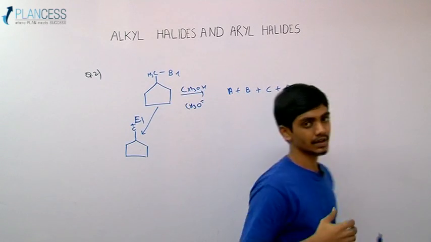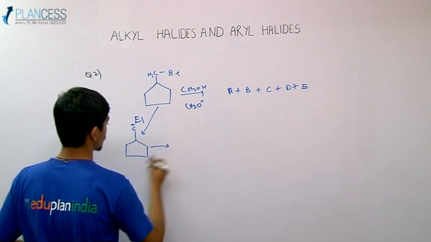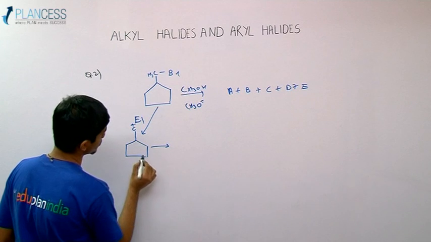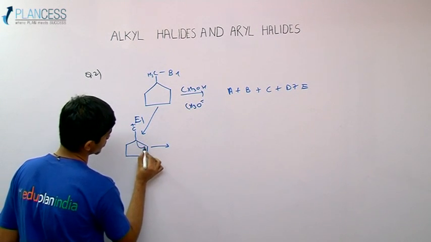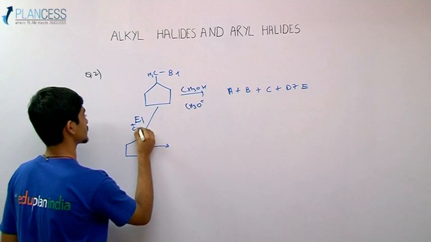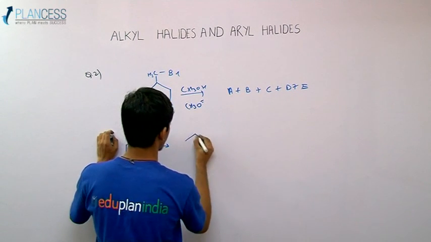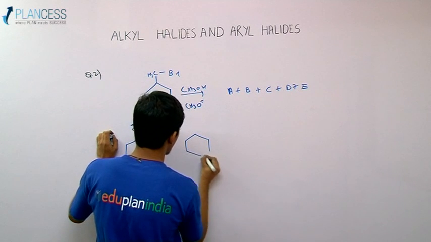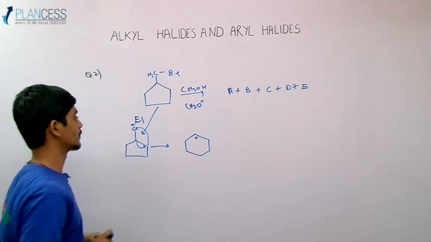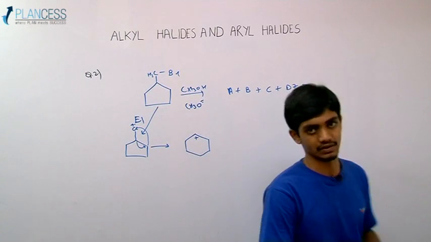Now, carbocation stability says that this has to rearrange. And how can it rearrange? This carbon donates its bond pair to this carbon, and it donates its lone pair to this carbon. So now we get a 6-membered ring and a positive charge somewhere here. Fine, so this is our stable carbocation which has rearranged.